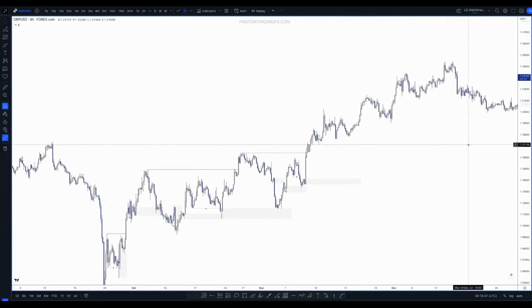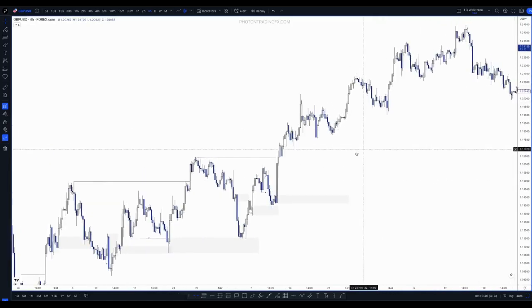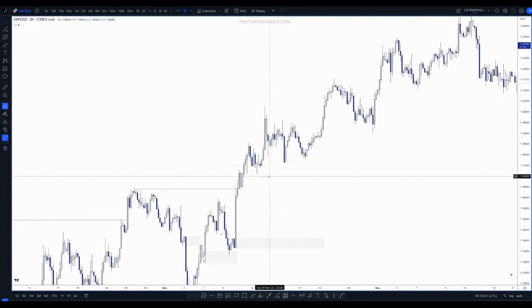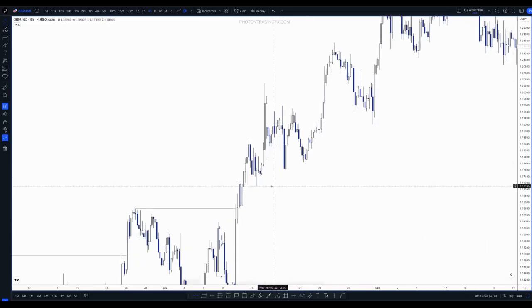And obviously when trading markets are strong, they're not always going to pull all the way back. Do we have any sweep zones in here? Let's have a look.